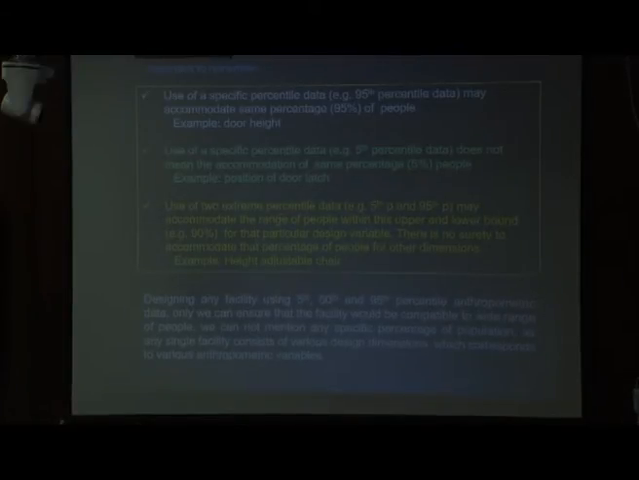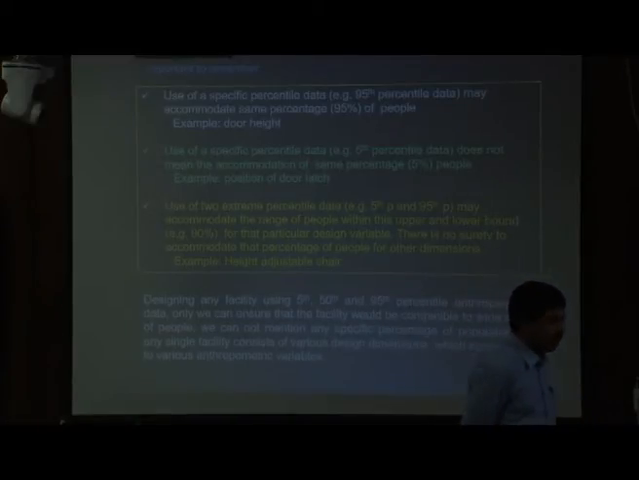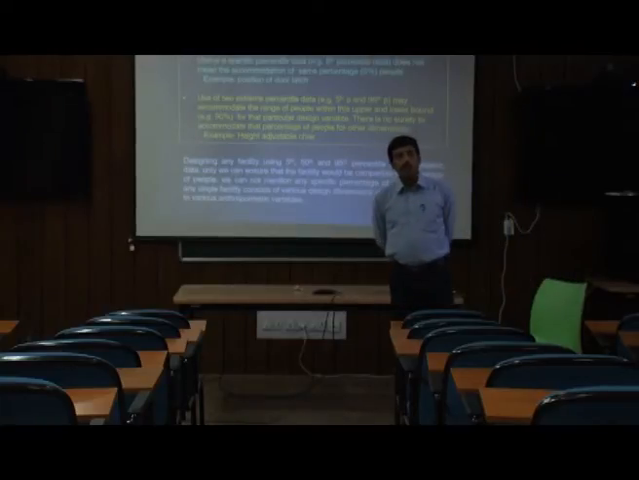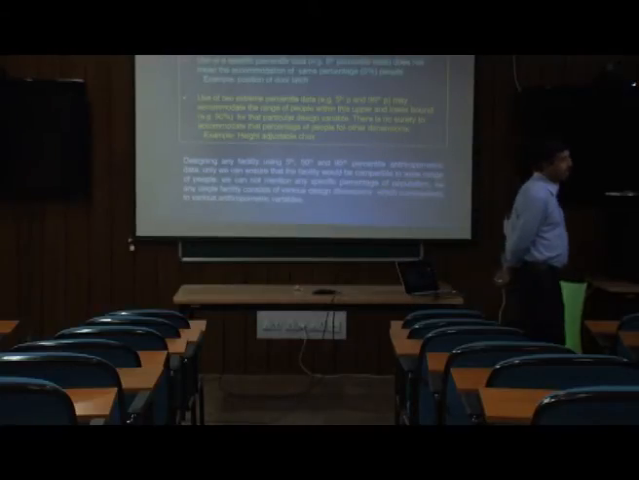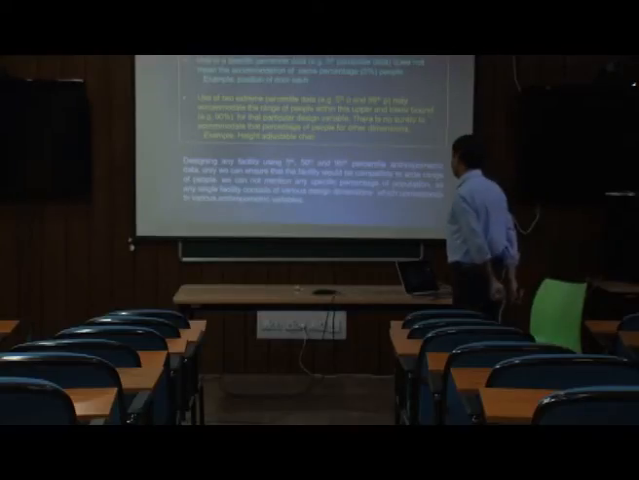90% of the population. So we can say that while we are using a specific percentile anthropometric data for designing a specific dimension of a product or facility, we are accommodating different percentages of the population in different situations. Sometimes it may be 90%, sometimes 95%, sometimes some other percent. So we have to understand which percentile data actually accommodates what percentage of the population.